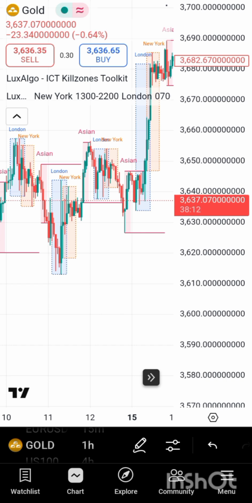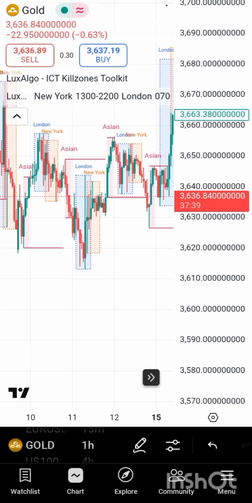Demand zones are zones where we expect traders who are in sell positions to be closing their sell positions, and people opening buy positions, because these zones are deemed to be cheap. And supply zones are zones where buyers close their buy positions and sellers open their sell positions, because these zones are deemed to be very expensive.